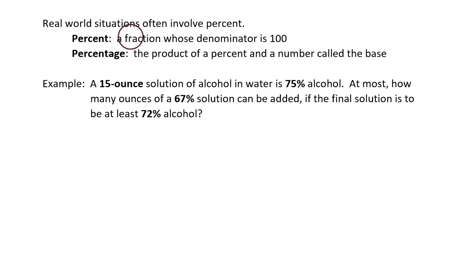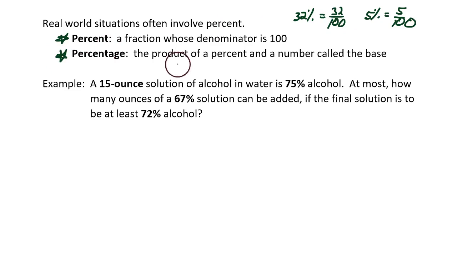Real-world situations often involve percent. Here's a reminder of what a percent is. It is a fraction whose denominator is 100. For example, 32% is the fraction 32 hundredths. 5% is the fraction 5 hundredths. Whenever you see a percent, you can think of it as a fraction.